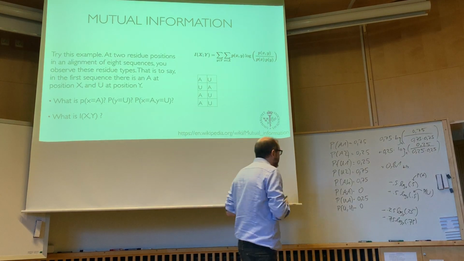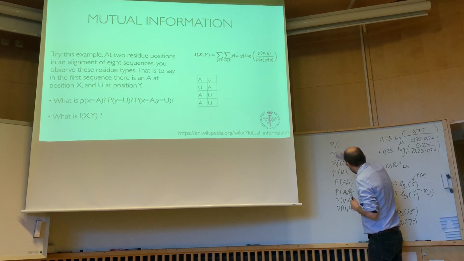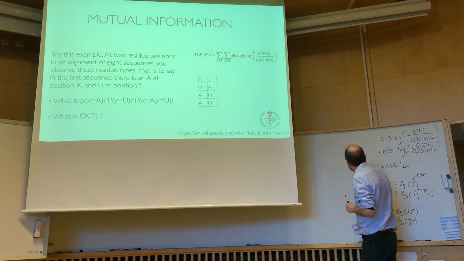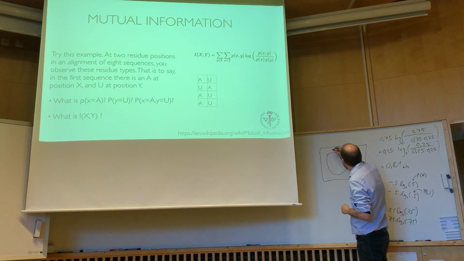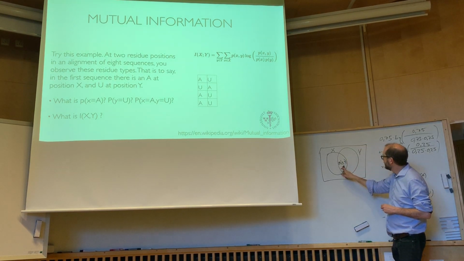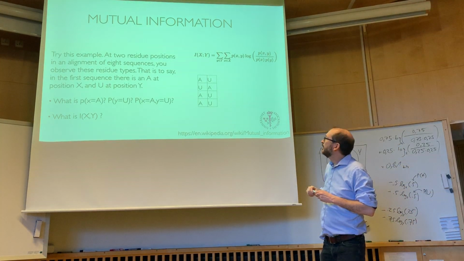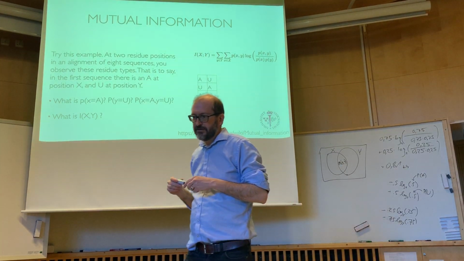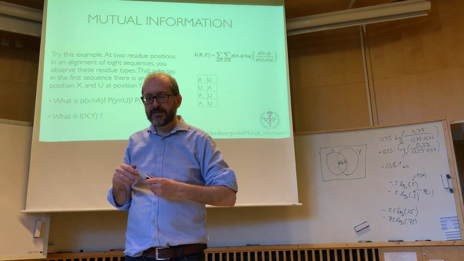It's kind of like this. You have a certain amount of information in your channel X and a certain amount of information in your channel Y, and this is your mutual information shared between X and Y. So this thing can never be bigger than X, nor can it ever be bigger than Y. And it turns out you can apply this to this problem of coevolution between sequence positions.